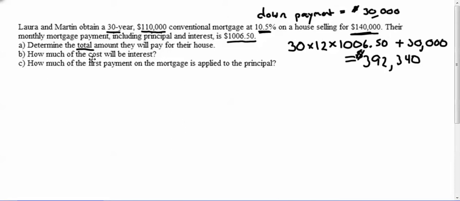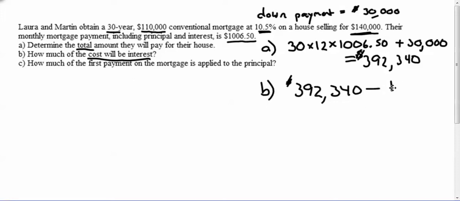Now, how much of the cost will be interest? Well, the interest will be everything above the $140,000. So to answer part B, so that was part A, to answer part B, we would take their total amount of payments, $392,340, and take away the $140,000. So minus $140,000.